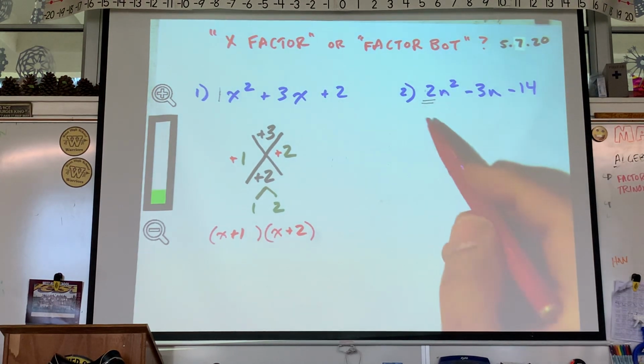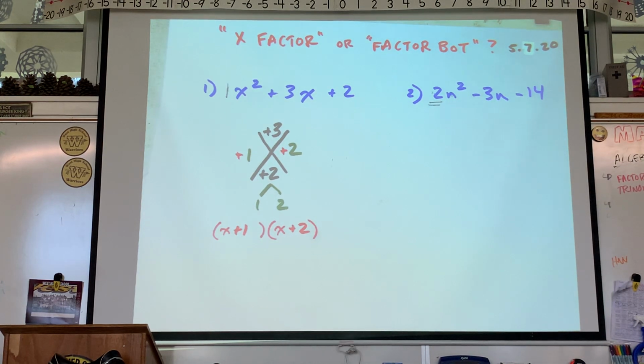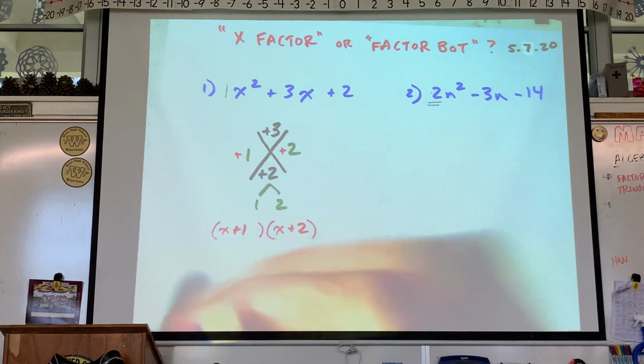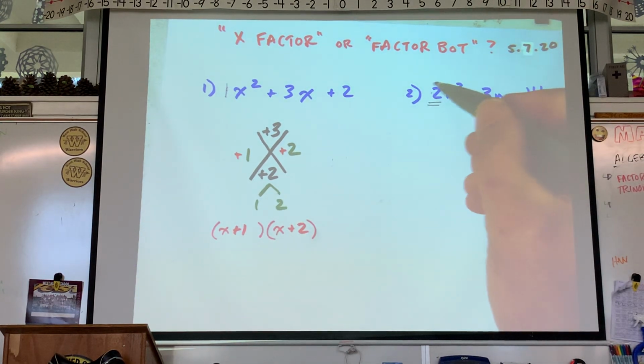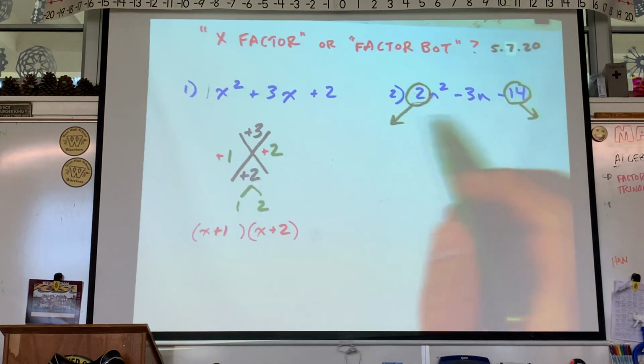Let's look at the next one. The alarm goes off in your head and you go, this is a factor bot. Whether you use the template that we used before or you want to do it yourself, this is the deal. I am going to make the template here. You guys can do it on yours too. Circle the first. Circle the last. These are going to be factors.